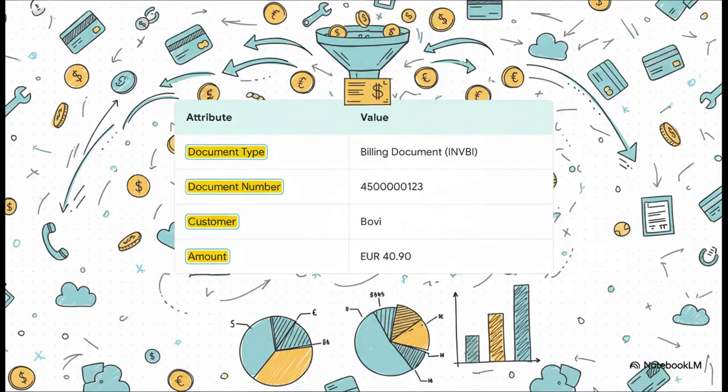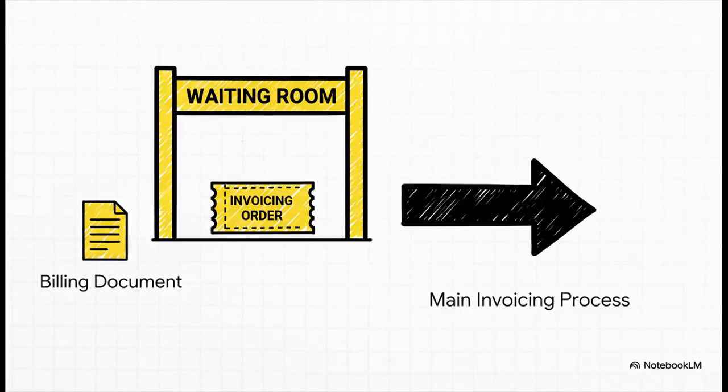And here it is. This is our starting point. Print Service Corp creates this billing document for their customer, Bovie. As you can see, the total is €40.90, and that covers Bovie's monthly fee plus some other usage charges. Now, as soon as that happens, the system instantly creates something called an invoicing order.